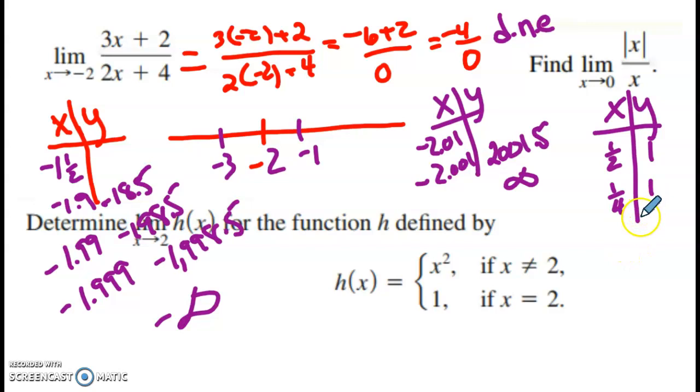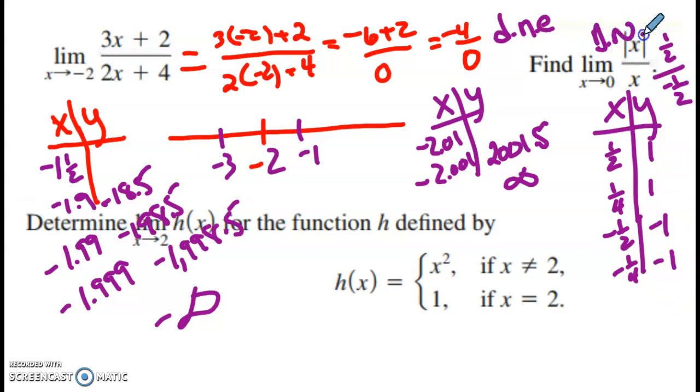Okay, and then let's try the other way, getting close to 0 from the other side. I put negative a half in. Well, then I have a half over negative a half. That's -1. I'll put -1/4 in. Then I get a fourth over -1/4. That's -1. So I'm approaching two different things again. It doesn't have to be infinity; these are just two different numbers. That does not exist either.